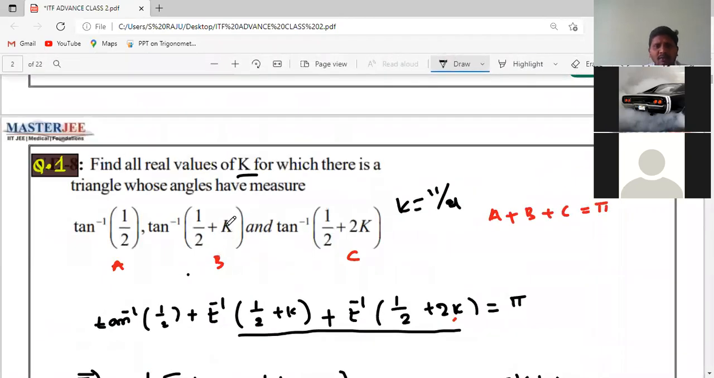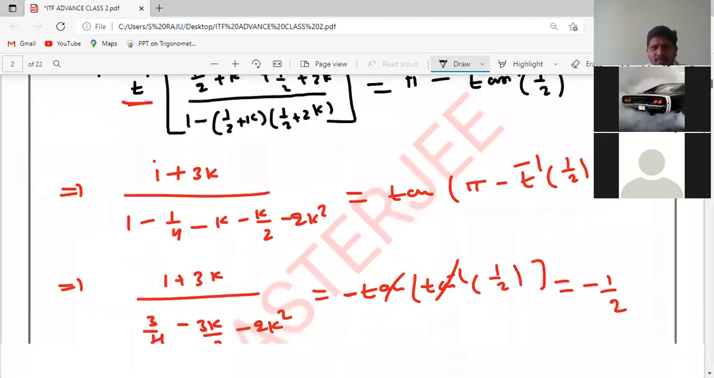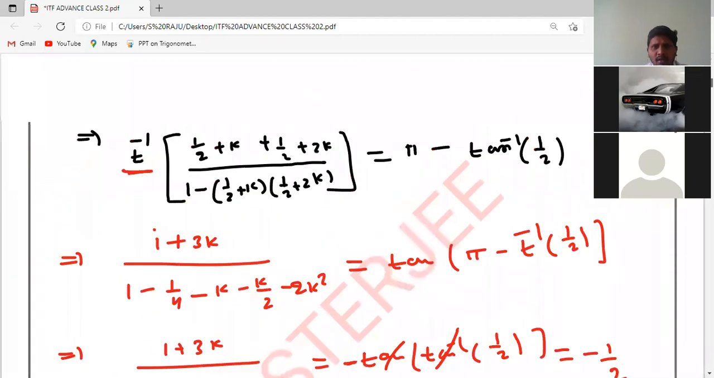Because you know why k is equal to minus 1 by 2 does not work: when you substitute minus 1 by 2 here, we get tan inverse 0. What is tan inverse 0? 0, sir. In a triangle, can any one of the angles be 0? Is it possible? So we cannot consider k is equal to minus 1 by 2 as the angle. Okay, students.